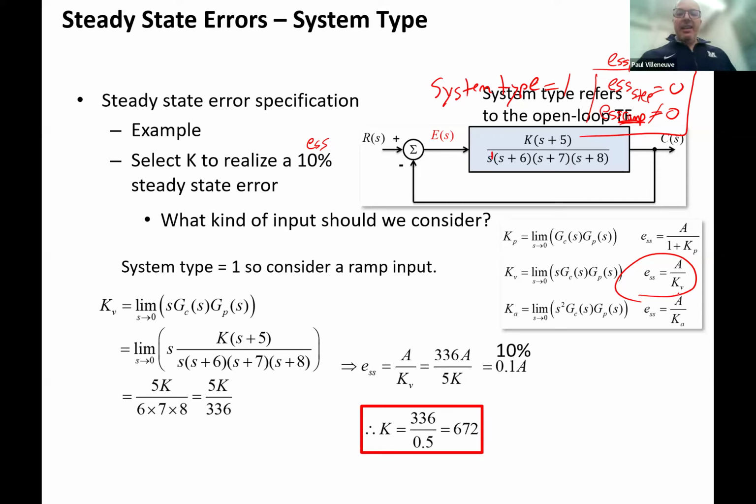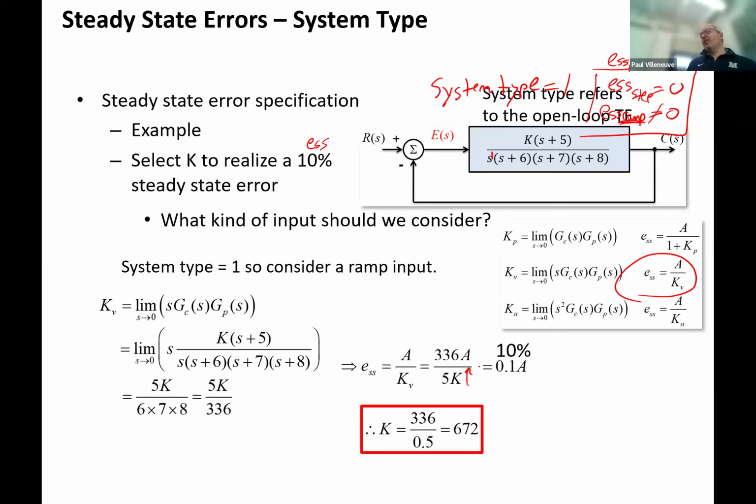If K is 672 or greater, so if I increase K greater than 672, then that's going to be less than 0.1. Okay. So the limit here is K actually has to be greater than or equal to 672 for a ramp input to meet the 10% criteria. So when you're designing your system, you know that your proportional gain constant has to be at least 672.